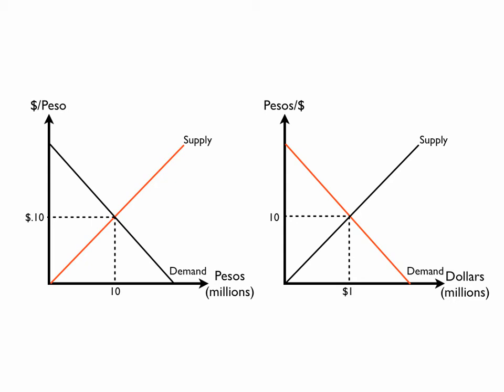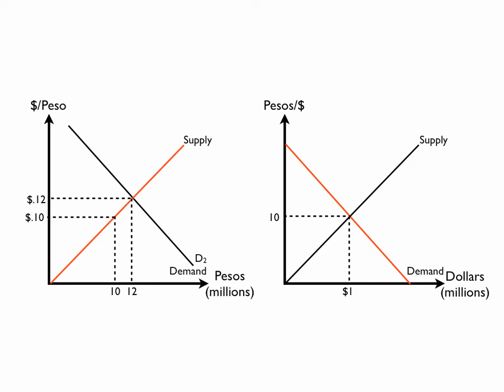Now, what happens if, say, economic conditions are more favorable for investment in Mexico and U.S. residents decide they want to invest more in Mexican bonds, let's say? Well, in order to do that, Americans need to take their dollars, buy pesos, and then use those pesos to buy the Mexican bonds. So that's going to increase the demand for pesos. Demand increases to D2. The equilibrium price of pesos goes from 10 cents per peso to 12 cents per peso.